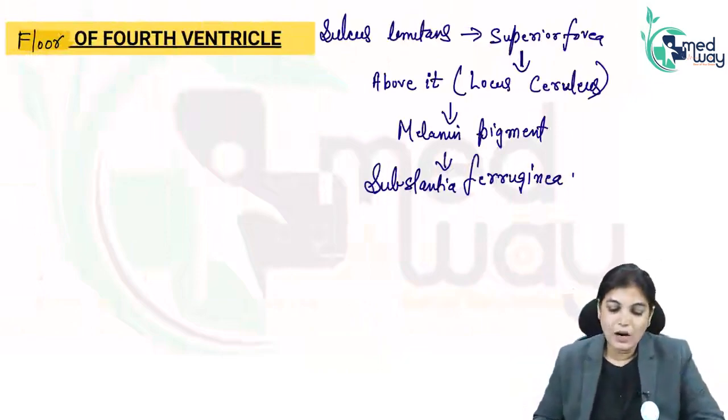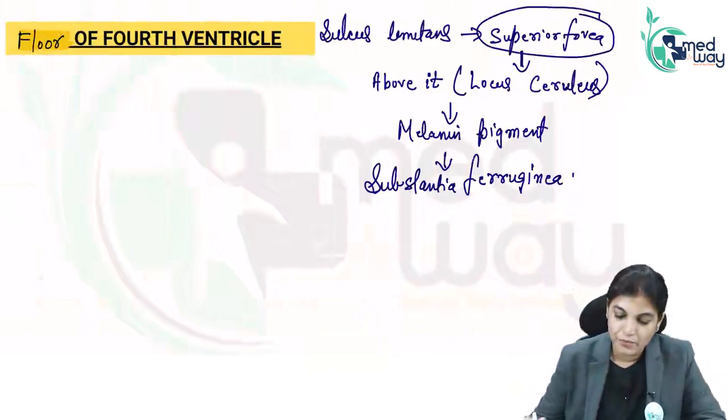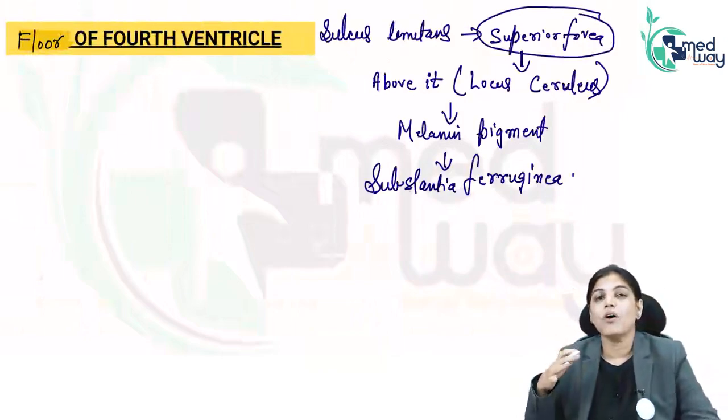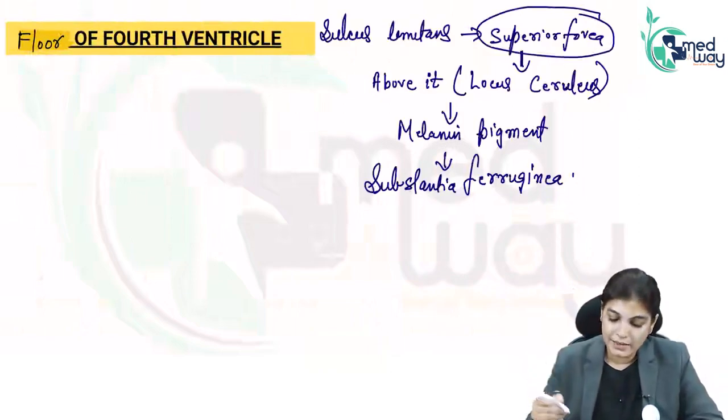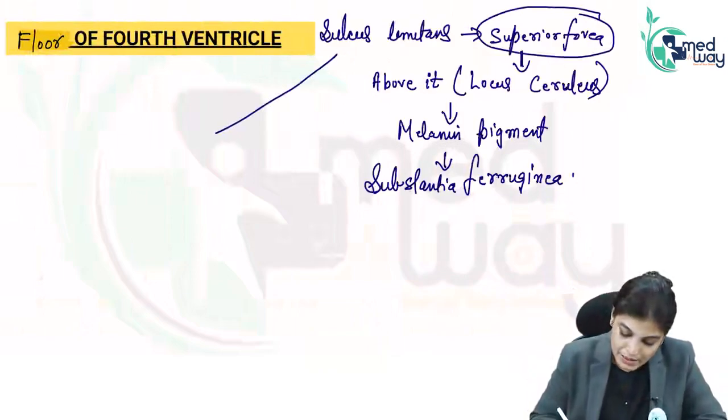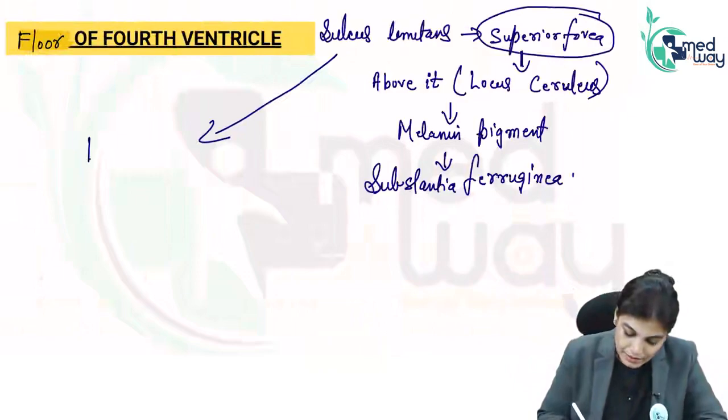So done with this. Now, in the lower part, just like the superior fovea, if we look at the lower extension, the lower part of sulcus limitans, lower down the sulcus limitans will form the inferior fovea.